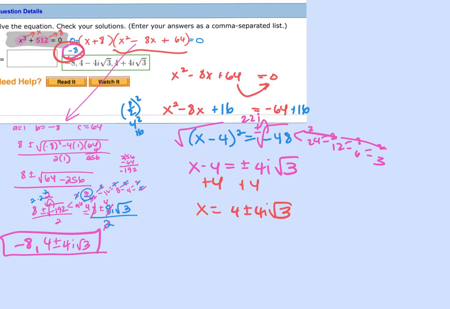How did you get the 16 and treat it as a square? Take the 8, divide it by 2 and square it. Oh, okay. So once you move the 64 to the other side, you've got to find what C is.